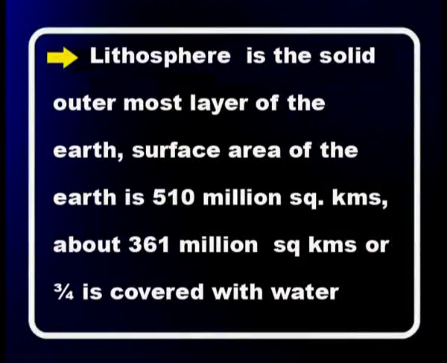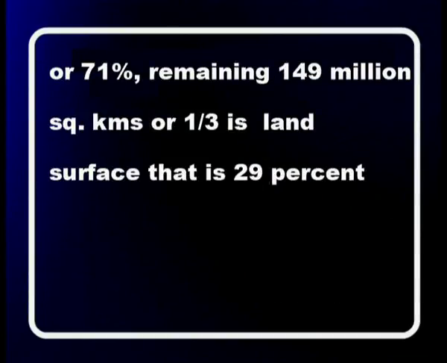Lithosphere is the solid outermost layer of the earth's surface. The surface area of the earth is 510 million square kilometers. About 361 million square kilometers, or 3/4, is covered with water, or 71%. The remaining 149 million square kilometers, or 1/3, is land surface, or 29%.